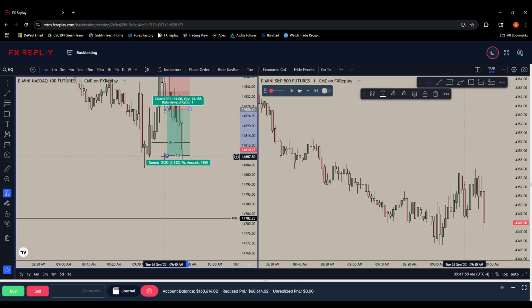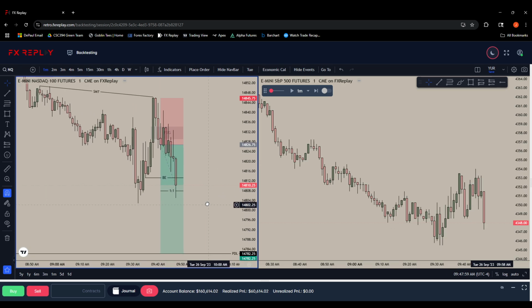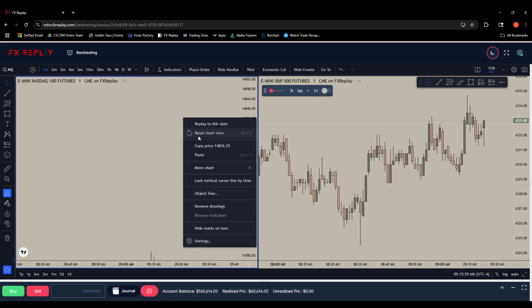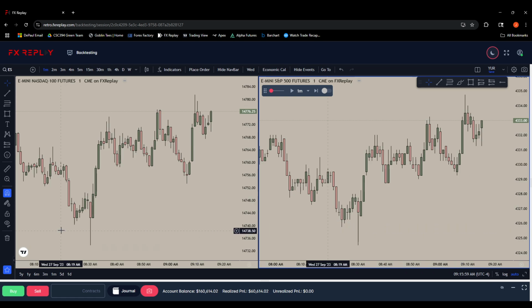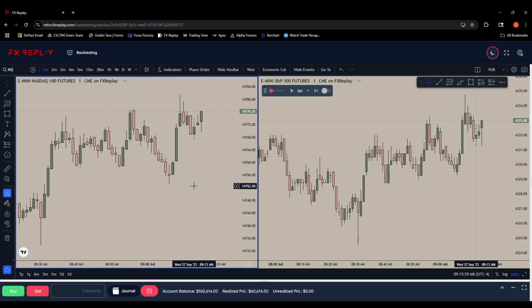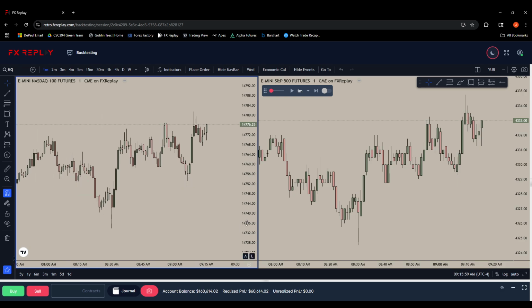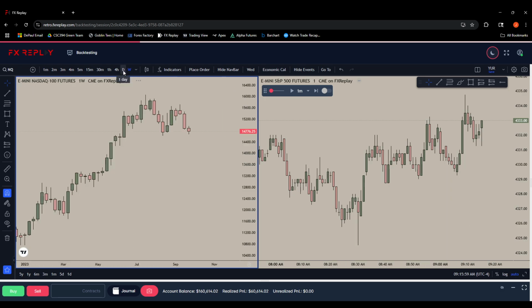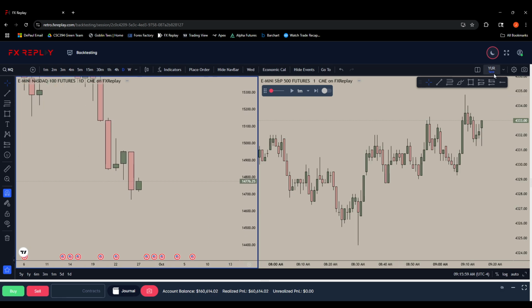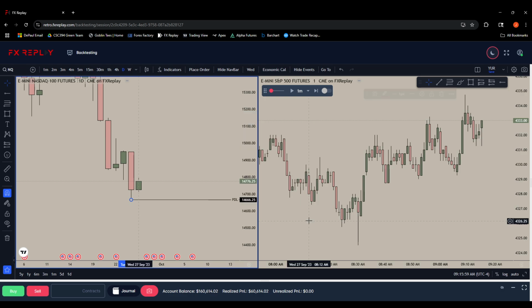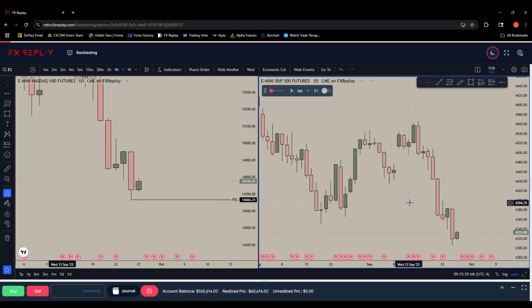And again, I'm looking for PDL to come down and get swept. I'm going to the next day here. Next day is, let me delete drawings on both. Next day is Wednesday, 27th, and there's also no news here. So previous day's low, previous day's high. Get PDL. Again, a strong liquidity pool that we're also trading close to.